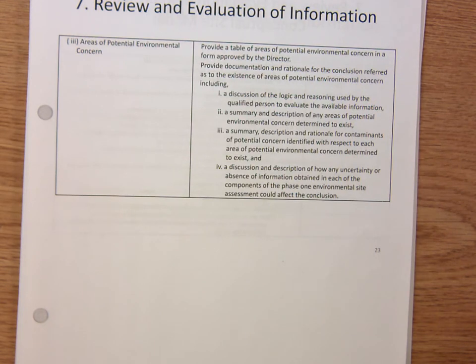a summary and description of any area of potential environmental concern determined to exist, a summary, description, and rationale for contaminants of potential concern identified with respect to each area of potential concern determined to exist, and finally a discussion and description of how any uncertainty or absence of information obtained in each of the components of the Phase 1 environmental site assessment could affect the conclusion. These are the main important things that you're looking for.